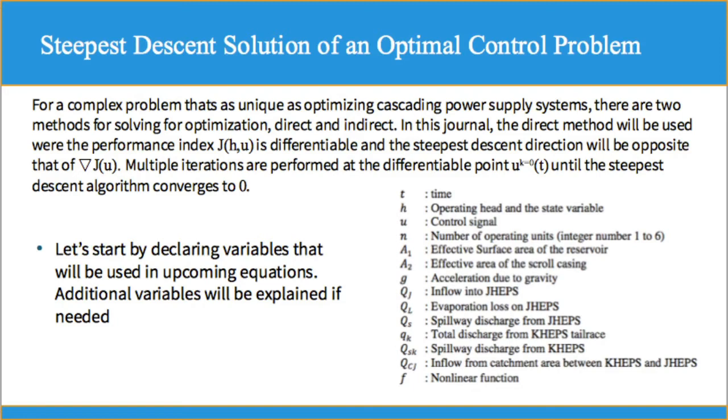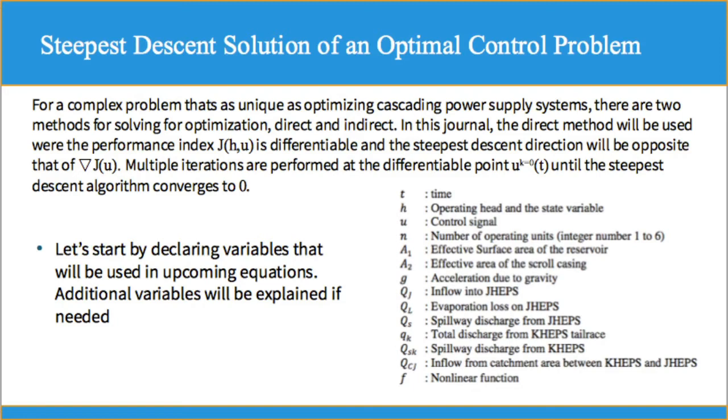N is going to be the number of operating units. A is the surface area of the reservoir. A2 is going to be the surface area of the scroll casing, that's the turbine. G is the physics gravitational constant. Q sub J is the inflow into Jeeps. Q sub L is the evaporation loss at the Jeeps reservoir. Q sub S is the spillway discharge from Jeeps.